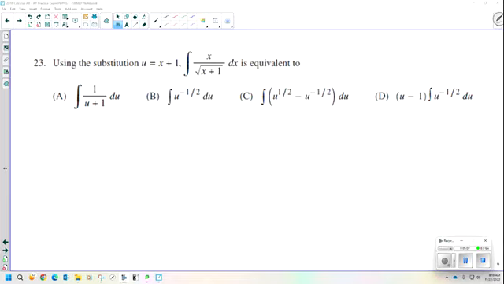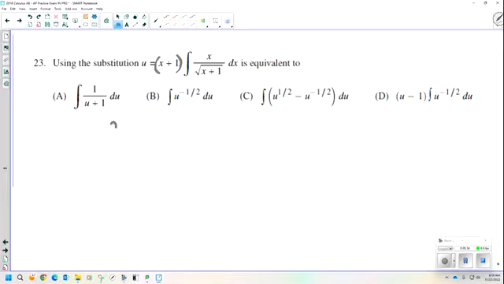23. Using the substitution u equals x plus 1, integrate x over the square root of x plus 1 dx. And that's equivalent to what? Okay, let's just start our substitutions right now. As a teacher, when I use substitution, I see there's going to be a little snag somewhere, but we'll deal with that when we get there, okay?